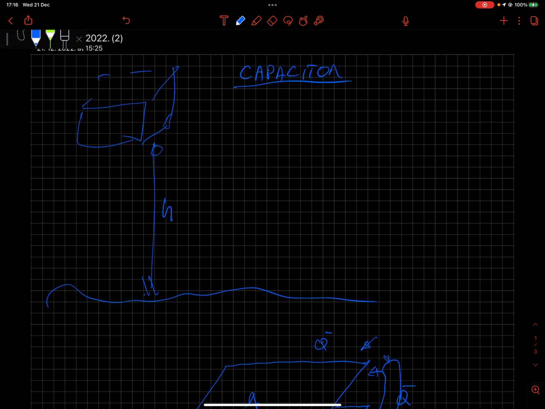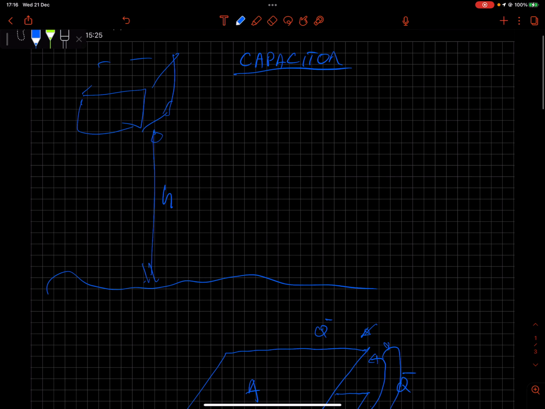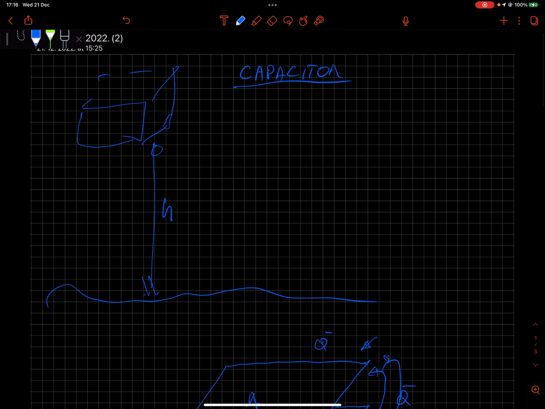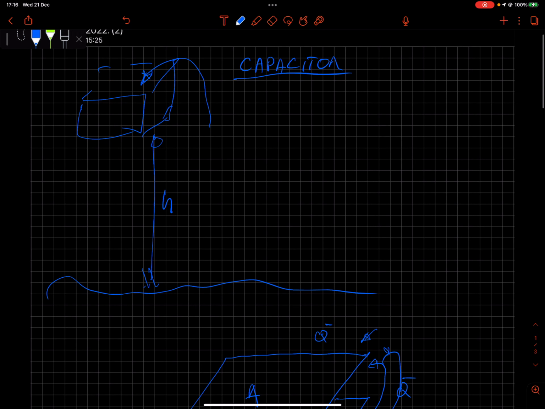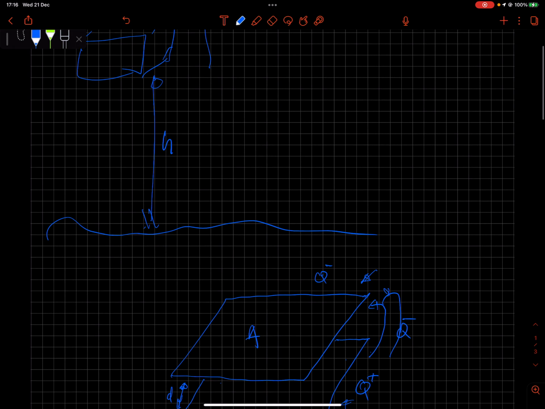Capacitor. Let's first make some analogy. Let's say that we have some tank, and inside the tank we are going to put some water. Now with that tank and with that water inside the tank, we have a system which has some potential energy. And later we can use that potential energy to do some work.